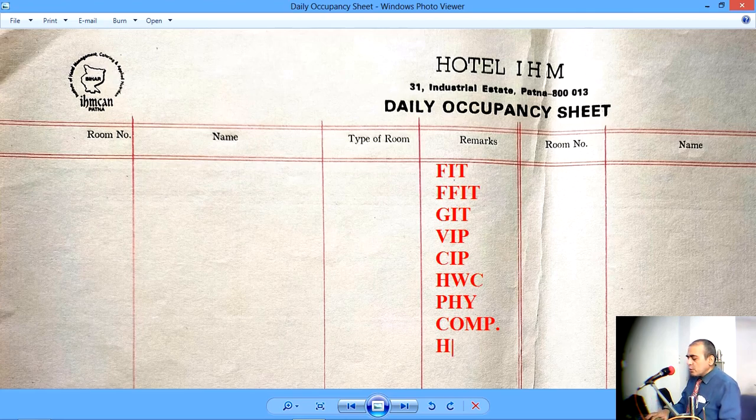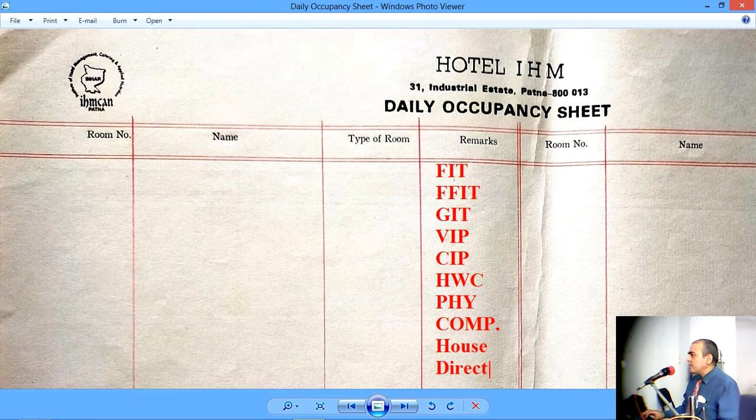Then apart from this, we would also have house guest. House guest is somebody from our company and who is staying in one of the rooms. So house guests are company guests of the same company. Then apart from this, we could have many other remarks here. Things about billing, like direct billing.